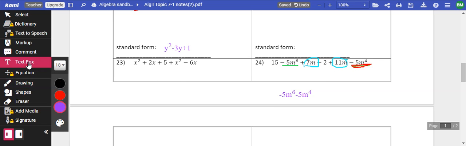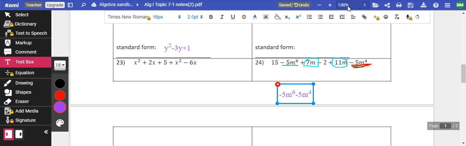7 plus 11. So I'm going to go in here. So set 11, 12, 13, 14, 15, 16, 17, 18. So I've got 8 plus 18m.